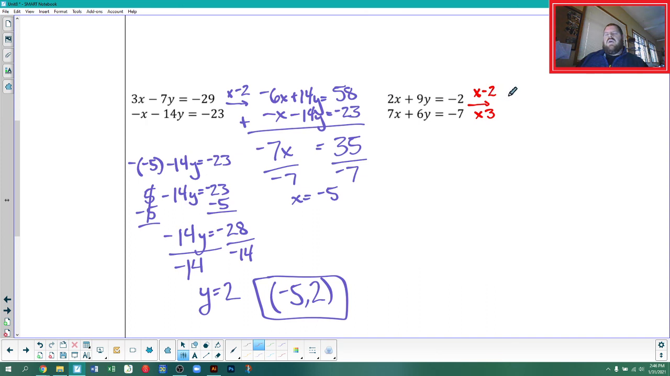All right, multiply this one by -2, so 2 times -2 is 4. 9 times -2 is -18. And -2 times -2 is positive 4. Down below, multiplying by 3, we're going to have 21x. We're going to have plus 18y. And we're going to have 21 there. Since I have opposites here, I can add. That's totally okay. And that looks like it's going to give me 17x.